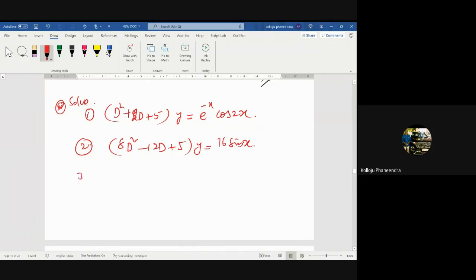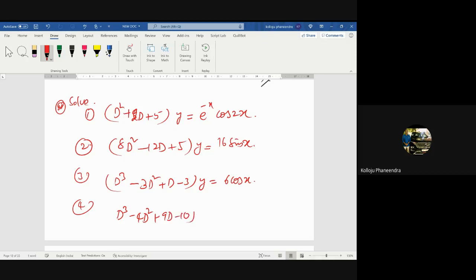D cube minus 3D square plus D minus 3 into y equal to 6 cosine x, and D cube minus 4D square plus 9D minus 10 into y equal to 24 e to the power of x sine 2x.